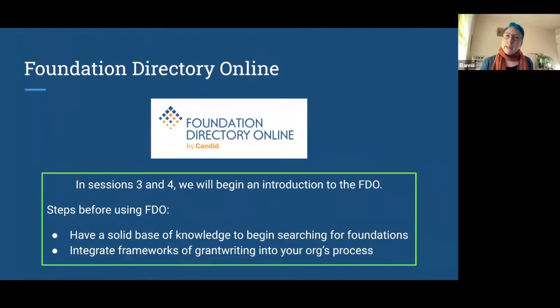In the next session and the final session, we're also going to go over the Foundation Directory Online and how to use that. You want to have a solid base of knowledge before you dive into the FDO. And you want to integrate your frameworks of grant writing into your organization's process before finding funders and contacting them. That's why we're doing it in this order. So we'll talk about the FDO once we've got that foundation built.